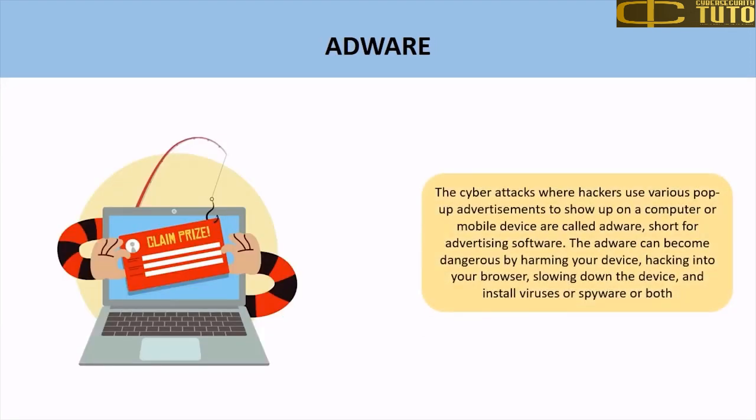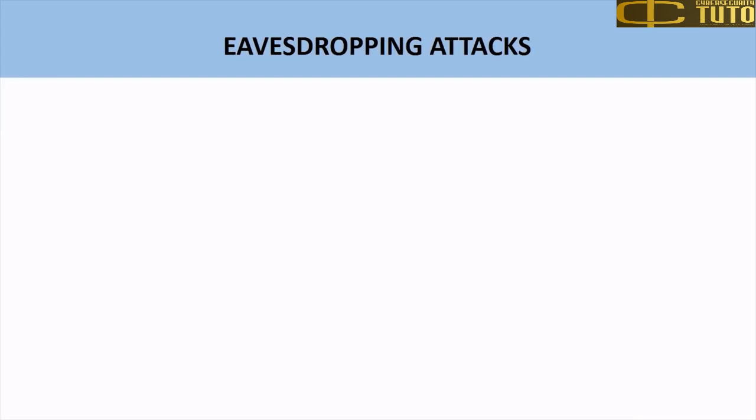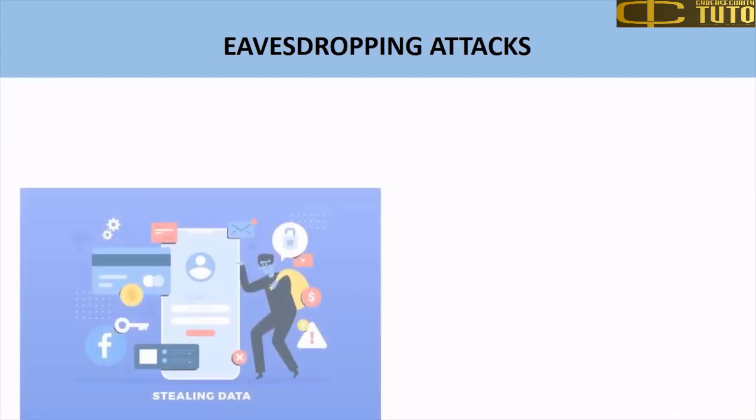The next type of cyber attack is called the adware. The cyber attacks where hackers use various pop-up advertisements to show up on a computer or mobile device are called adware, short for advertising software. The adware can become dangerous by harming your device, hacking into your browser, slowing down the device, and installing viruses or spyware or both.